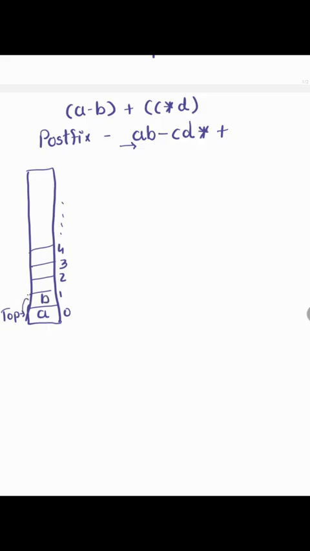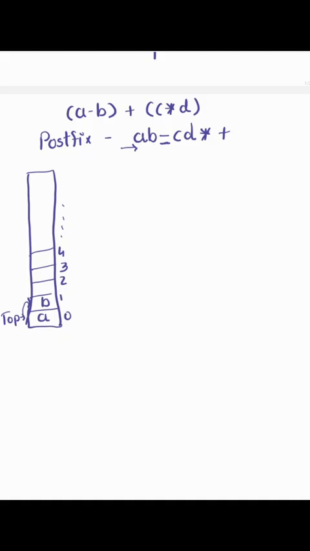Now your top will point to this. Previously your top was pointing to 0, now your top will point to the first position, right? So that's B, right? Now next is what? Next you have minus. Minus is an operator, right?